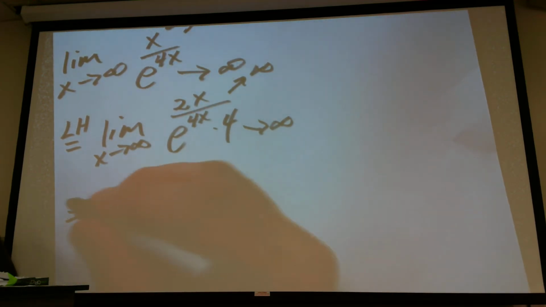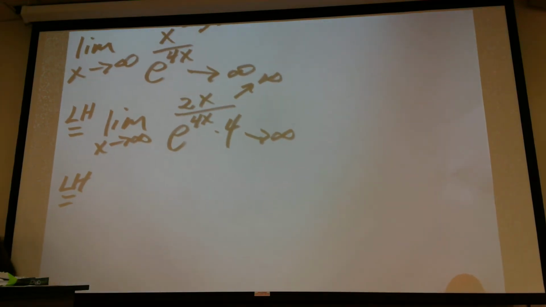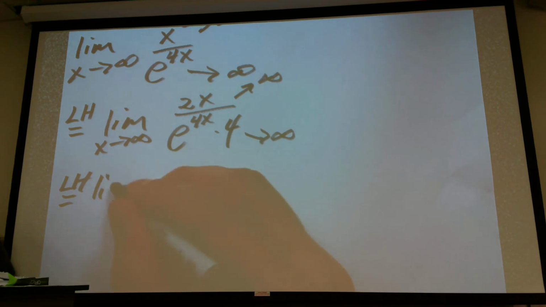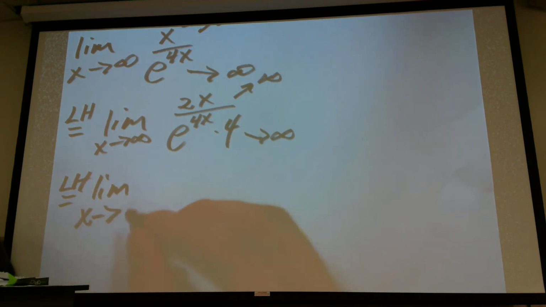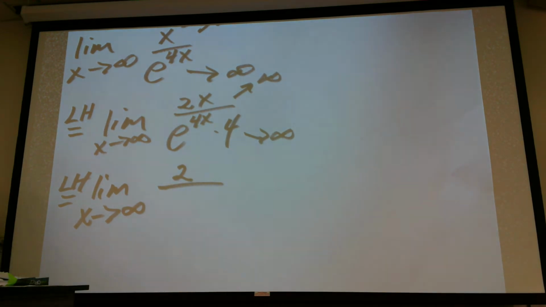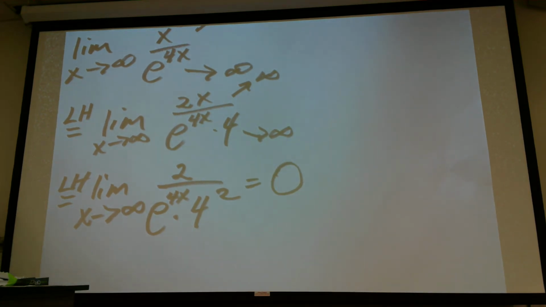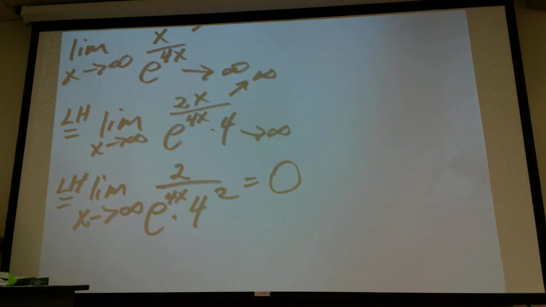So we're going to have to apply L'Hopital's rule again. But that would be the limit as x tends towards infinity. All right, 2x is just going to be 2. When we take the derivative of e to the 4x again, it's going to spit out another 4. So that's e to the 4x times 4 squared. Now this is a constant divided by infinity, so if we have a constant divided by infinity, that is just going to go to 0. 2 more to go.